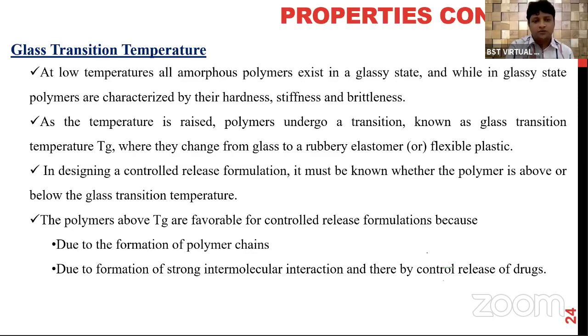Glass transition temperature means, in a single sentence you just remember: it is the temperature at which the polymer undergoes a transition from solid or hardness properties to rubbery, elastomer or flexible properties.